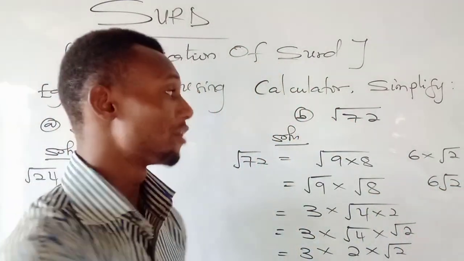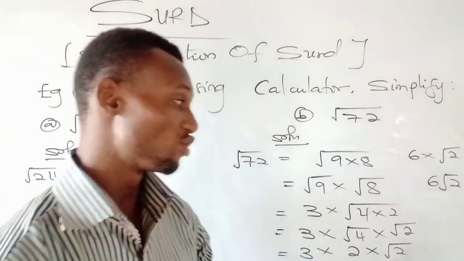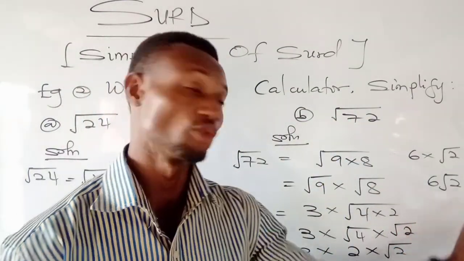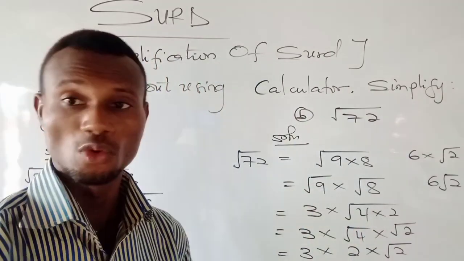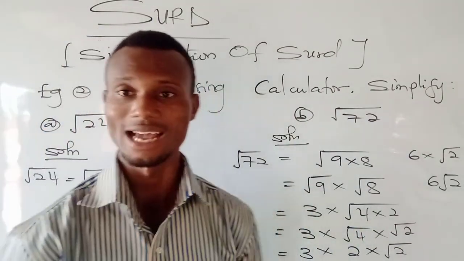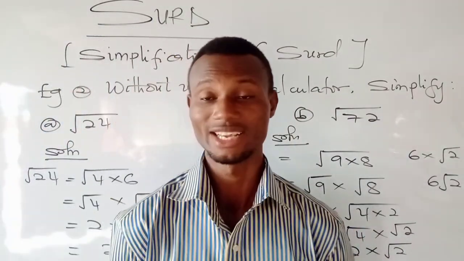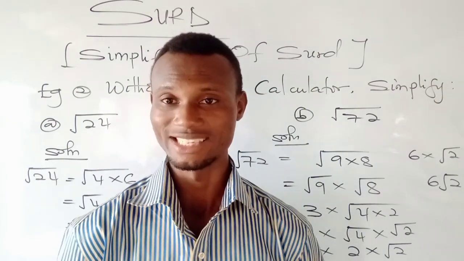If you type square root of 72 on the calculator, it will give you a straight answer as 6 root 2. And this is the process you need to go through to get that answer. I hope the explanation was clear enough and you understood it as well.